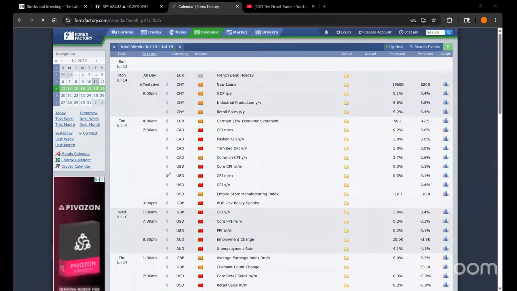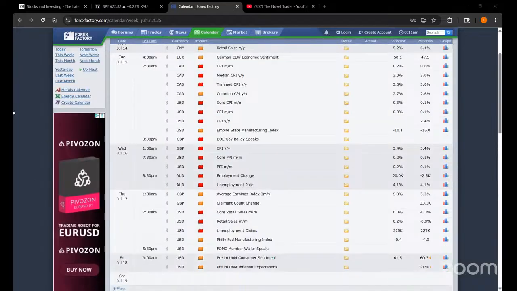The first very important news is the CPI, which is going to be released on Tuesday itself. And then, two days afterwards, you will see the PPI going to be released on the 16th of July. So on the 15th and 16th, we can expect good volatility in the market, and you can expect some good returns.